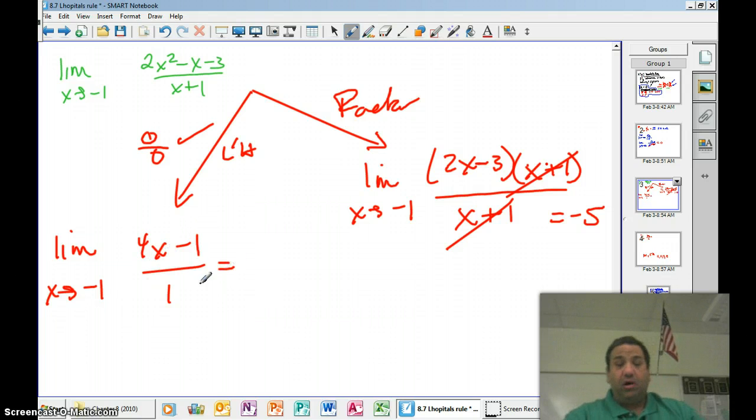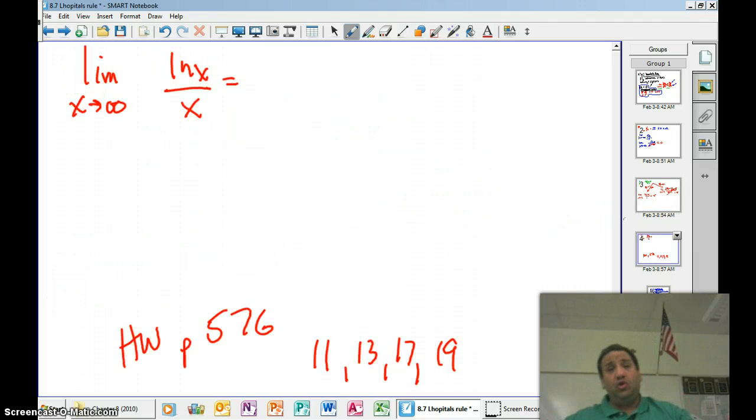Well, 4x minus 1, check it out. When I plug in negative 1, I'm not going to continue because I don't have an indeterminate form. That's why I stopped when it was 2 over e to the x. That's not indeterminate. This is not indeterminate anymore. This is negative 5. Boom, whichever way you like to do it. Perfect. That's L'Hôpital's rule. And you're saying, why didn't we learn this back when we were doing this? Because I like to torture you.